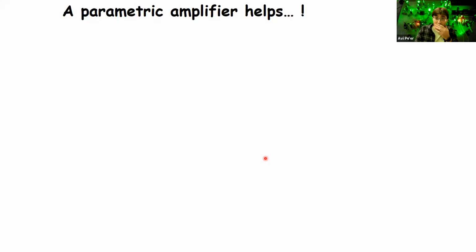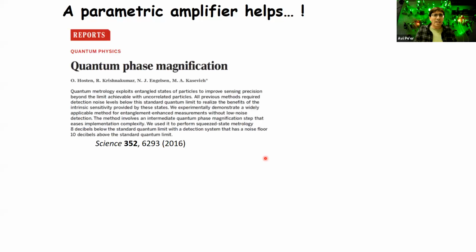So clearly a parametric amplifier helps. Now, we thought that we invented this when we discovered this. Well, to tell you the truth, we didn't, but we didn't know that at the time. And then we saw this beautiful paper from the Kasevich group in Stanford about quantum phase magnification, which basically does the same thing for spin squeezing in cold atoms. It's a beautiful work, and we said, but we knew this, and at the time we started fighting on publishing the paper.